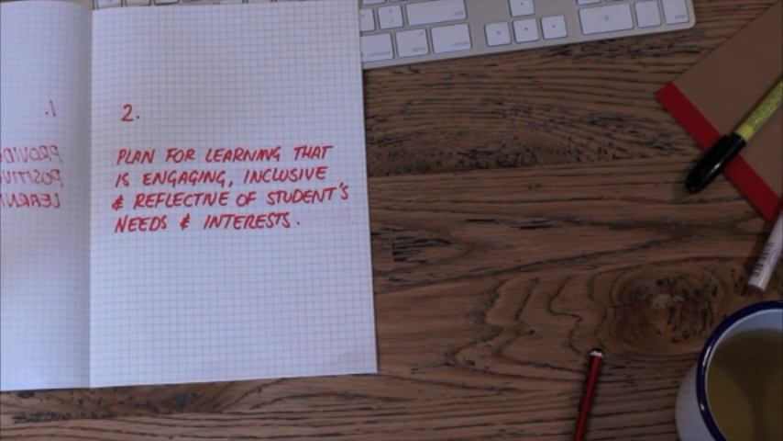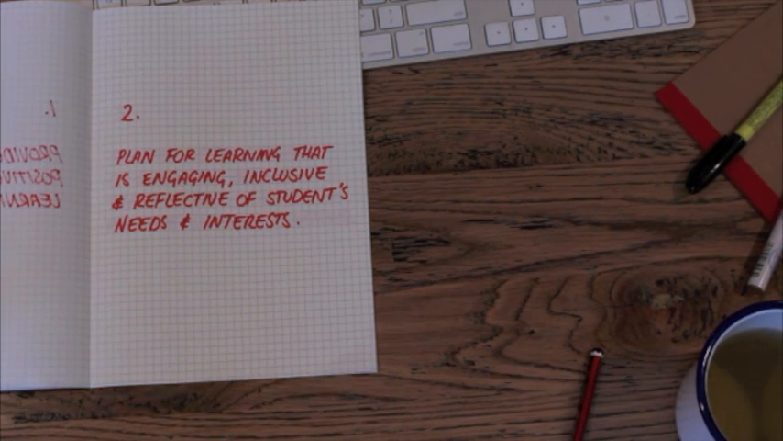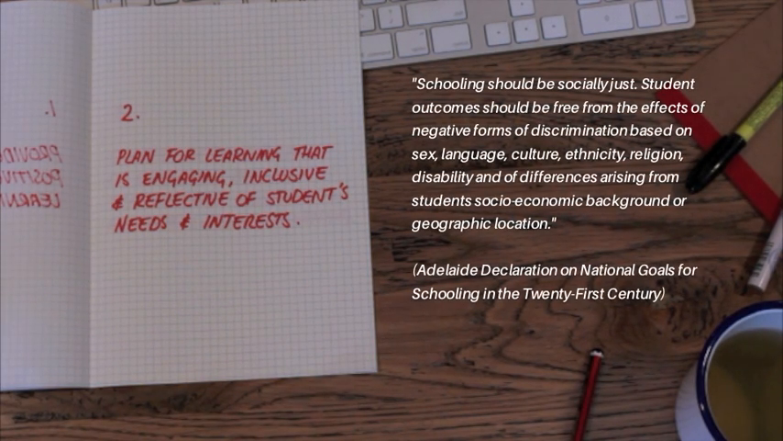Two, plan for learning that is engaging, inclusive, and reflective of students' needs and interests. An effective learning environment must be engaging, inclusive, and cater for a variety of learning needs. Students' interests, cultural backgrounds, and developmental abilities all play a role in learning and must be reflected upon in the curriculum. This is seen in Standard 6 of ATSL that focuses on engagement in professional learning.